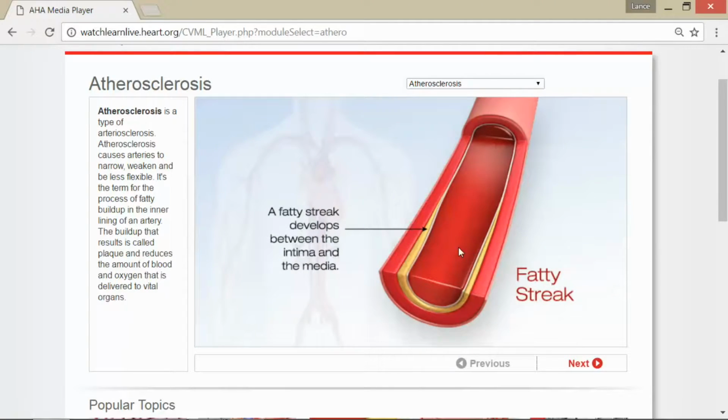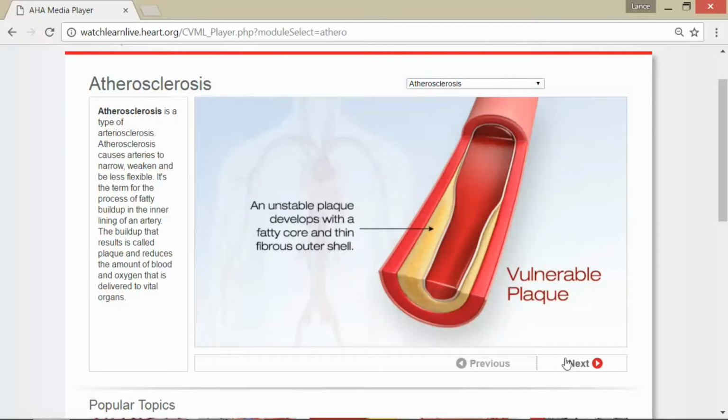Then when you look at what's happening with a fatty streak, the fatty streak develops between the intima and the media, and you can see the blood is flowing through but is slightly constricted on the back end. Then an unstable plaque develops with a fatty core and a thin fibrous outer shell. As cholesterol in the body builds up, specifically LDL, it creates plaque deposits and narrows even more the amount of blood coming through.